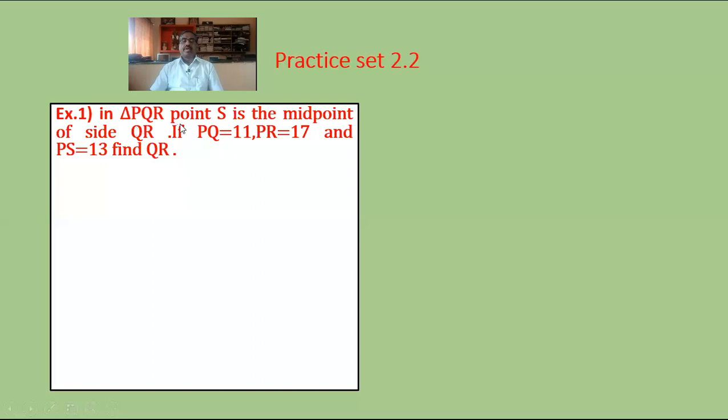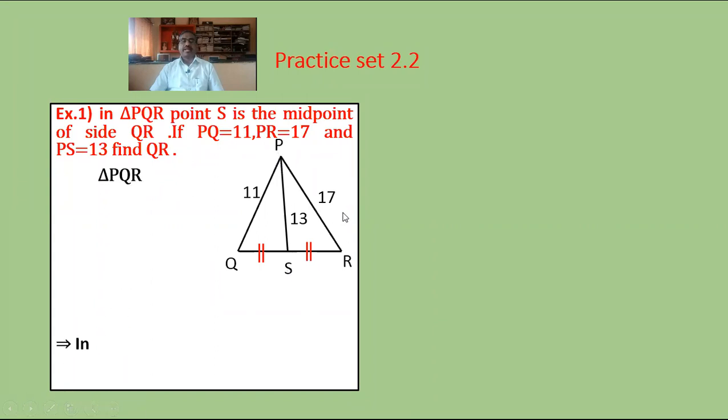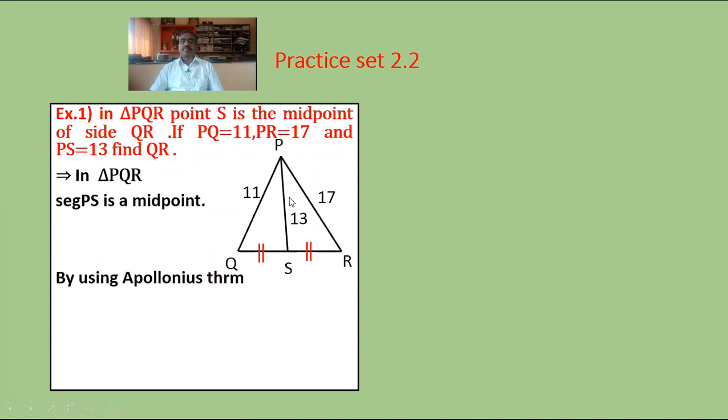In a triangle PQR, point S is the midpoint of side QR. If PQ is equal to 11, PR is equal to 17 and PS is equal to 13, find QR. This is the given triangle PQR. S is the midpoint of side QR. Then segment PS is a median. Therefore, solution of this problem. In triangle PQR, segment PS is the median.